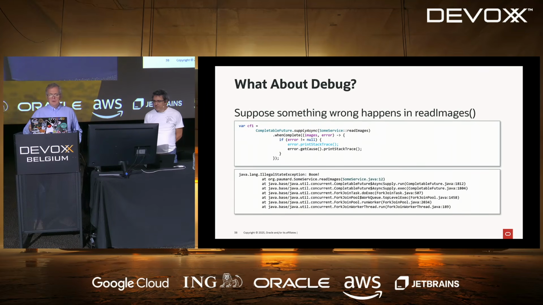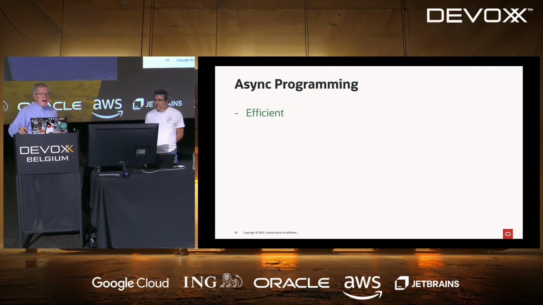So async programming is efficient. There's no doubt about that. It keeps your platform thread busy, and this is exactly what you want. So you get the best performance you can out of your CPU, as long as your framework is not creating too much overhead. But this is what frameworks are doing. The programming model is hard to read, to write, and to test.